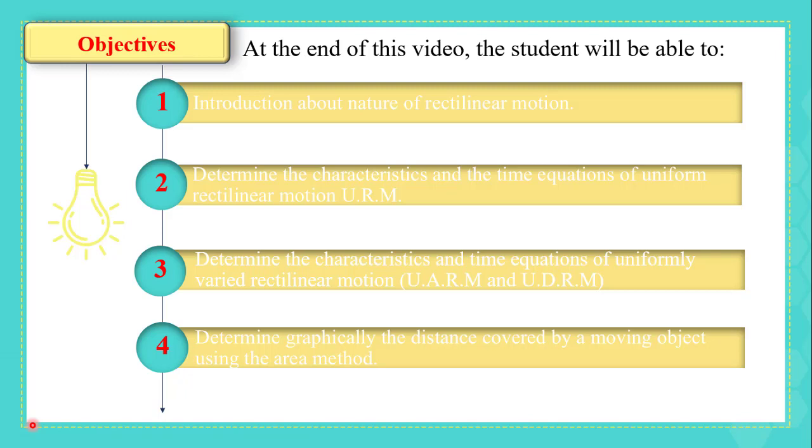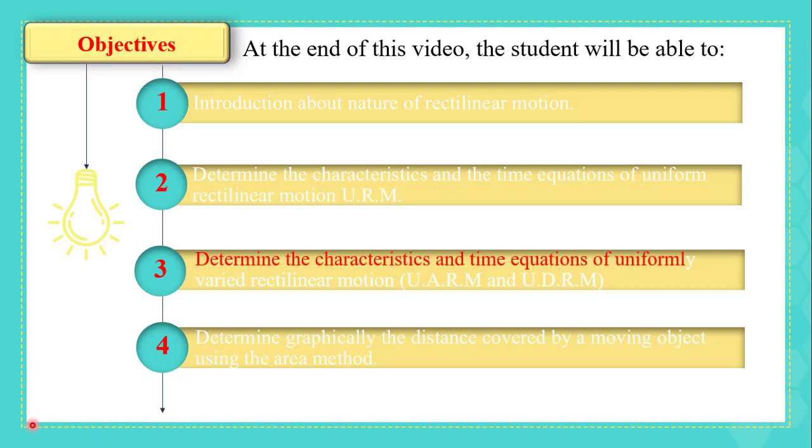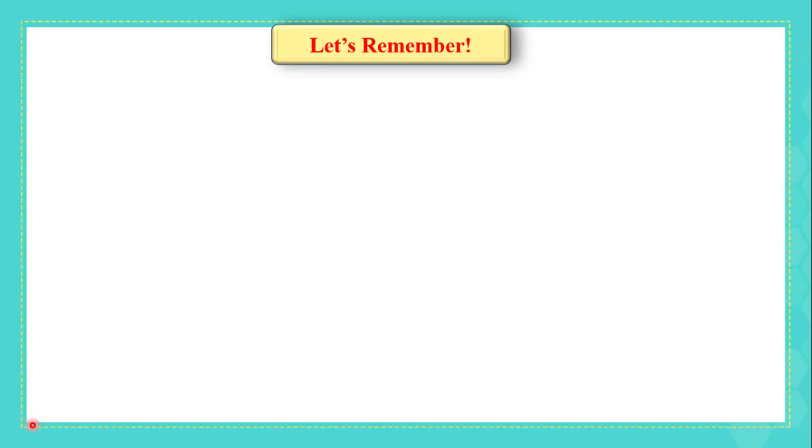By the end of this video, you will be able to determine the characteristics and time equations of uniformly varied rectilinear motion, UARM and UDRM. Let's start by reviewing together the main objectives of the previous video.